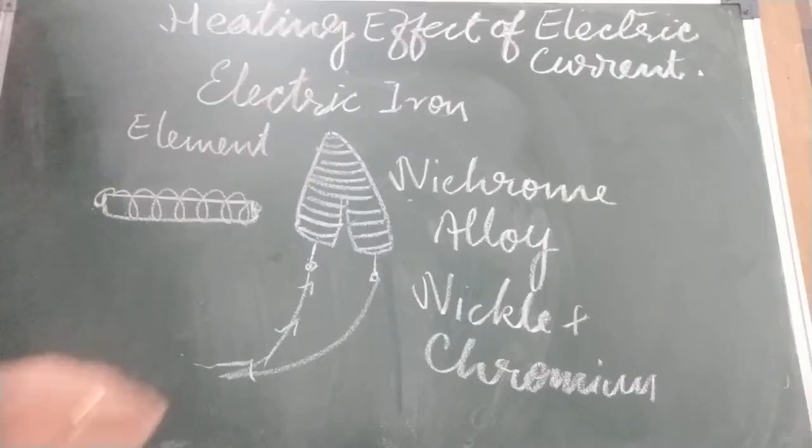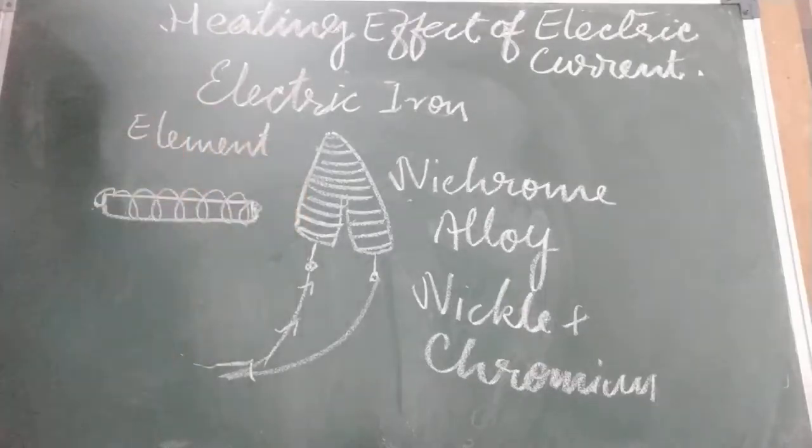Same way in a water geyser, the lining of the body of the water geyser has this nichrome wire, and that heats up the water. Same way in an electric dryer and also a blower, OTG, oven, toaster, griller. In all these we are using what? Heating effect of electric current. Is this clear, children?